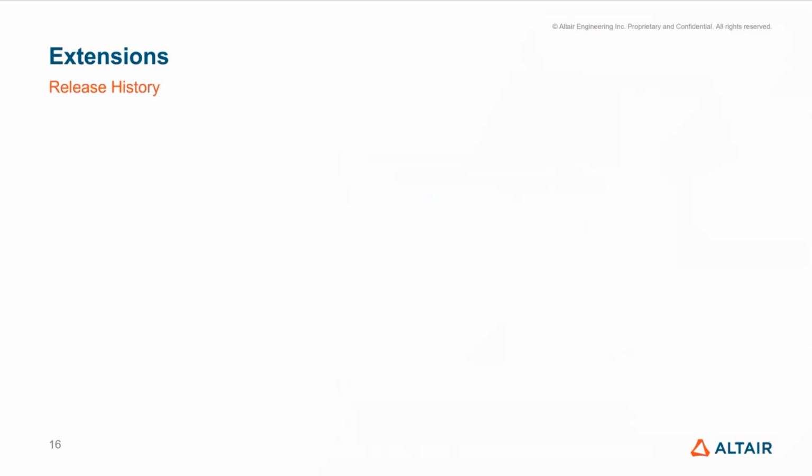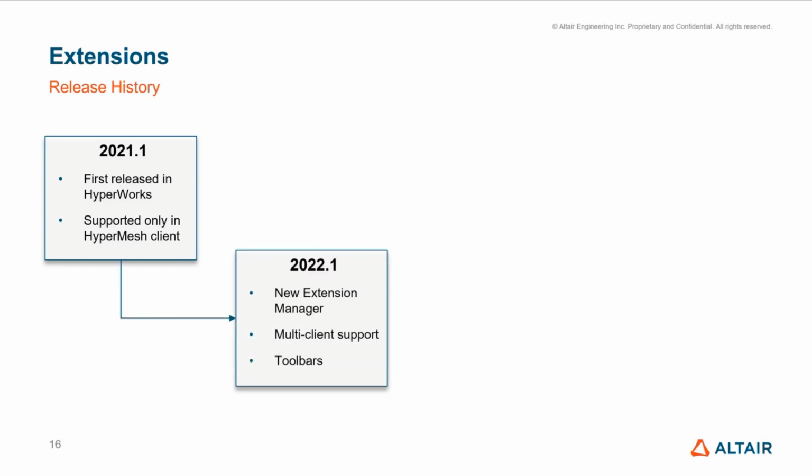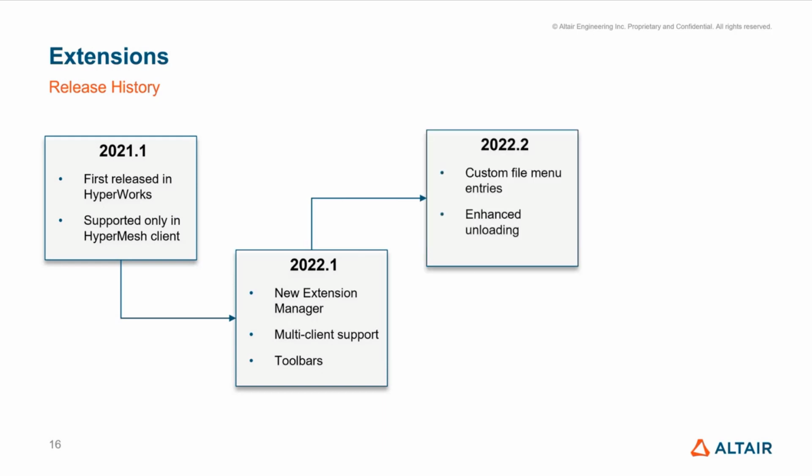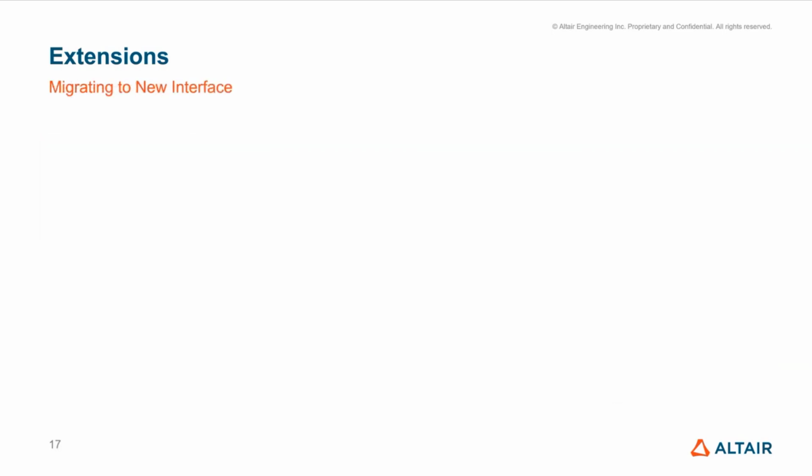Quick note about the release history. Extensions were introduced in 2021.1 with the first release, and they supported only HyperMesh. In 2022.1, the new Extension Manager GUI was introduced, with multi-clients and toolbars. In 22.2, custom file menus and enhanced unloading so that the entries really disappear. And in 2023, we have introduced automatic registration via the environment variable HWX plugins.